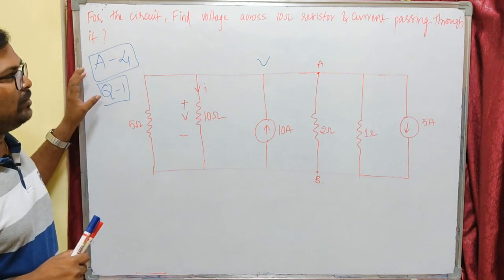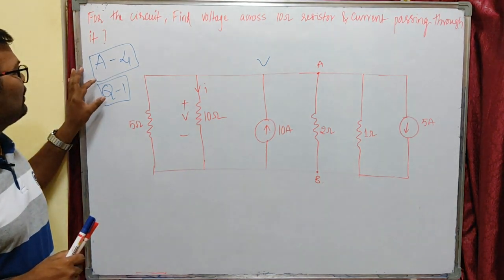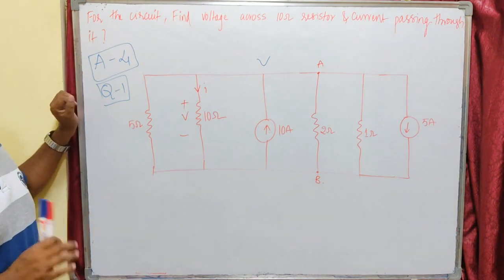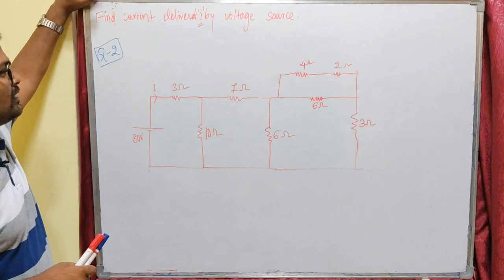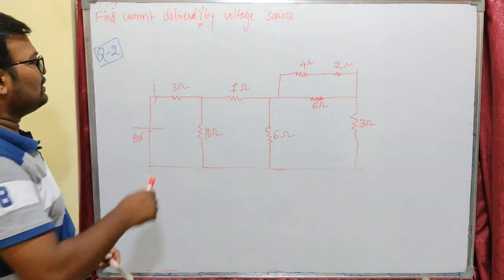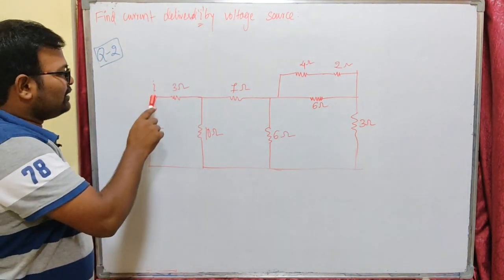You will be given a second question also. So this is the second question for you as an assignment. Find the current I delivered by the voltage source. You need to find this current I.